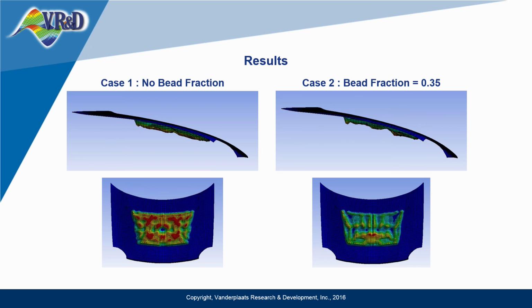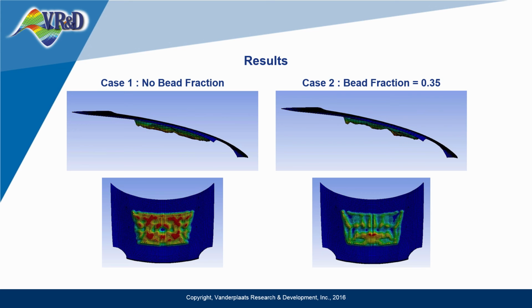Now we will compare the shape change results. In both cases, the grids are moving in downward direction, as we have entered the design upper bound as 0 and the lower bound as -1. It can be seen from the shape change results that in the case of bead fraction equal to 0.35, less number of grids are displaced as compared to no bead fraction.